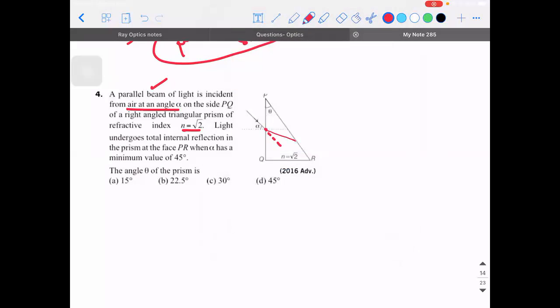Okay, accepted. Here, if you draw, then before total internal reflection takes place, we need to find out the critical angle. So if I take this as R1, this as R2, the angle of emergence is 90 degrees, the angle of incidence is alpha, then the value of theta is required. So theta is equal to R1 plus R2.